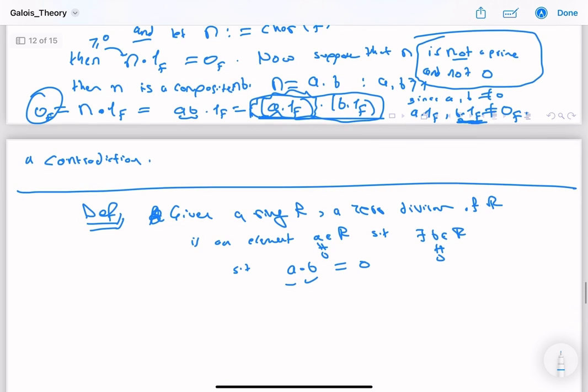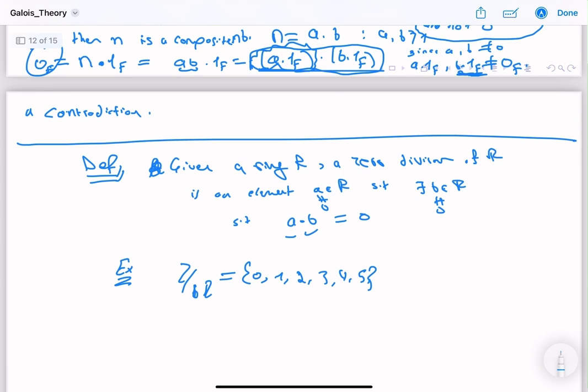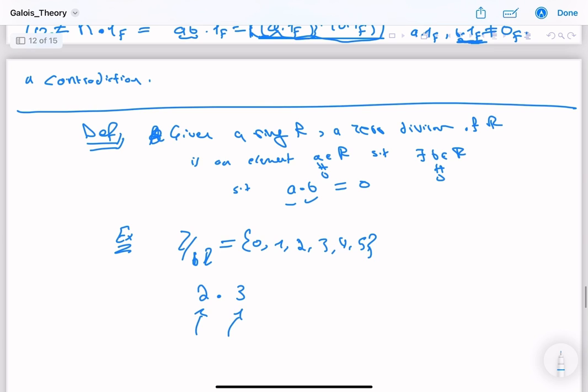Let me just give you a quick example here. If you look at the ring Z mod 6Z, this ring is the ring of all integers reduced modulo 6. So these are 0, 1, 2, 3, 4, 5, and that's it. And we're taking addition and multiplication modulo 6. If you take the number 2 and multiply it by 3, these numbers are not 0 in this ring.